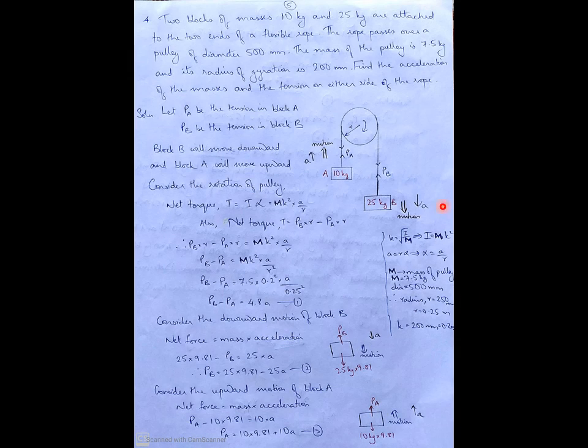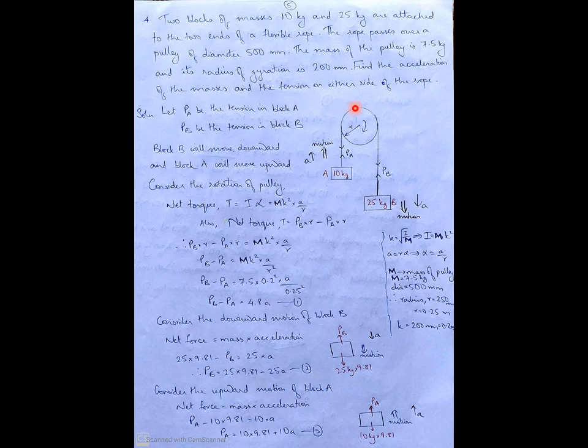Next problem. Two blocks of masses 10 kg and 25 kg are attached to the two ends of a flexible rope. The rope passes over a pulley of diameter 500 mm. The mass of the pulley is 7.5 kg and its radius of gyration is 200 mm. Find the acceleration of the masses and the tension on either side of the rope.